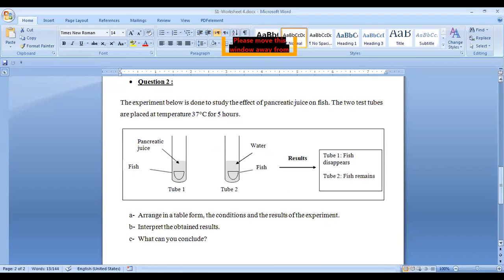I'm solving question 2. Read the question. Can you read it? The experiment below is done to study the effect of pancreatic juice on fish. Stop. Why did we do this experiment? In order to what? They told us that we did this experiment to study the effect of pancreatic juice on fish. So this is the aim of the experiment. Okay, thank you.